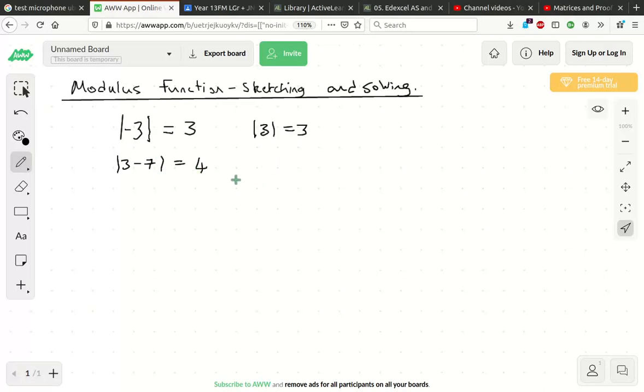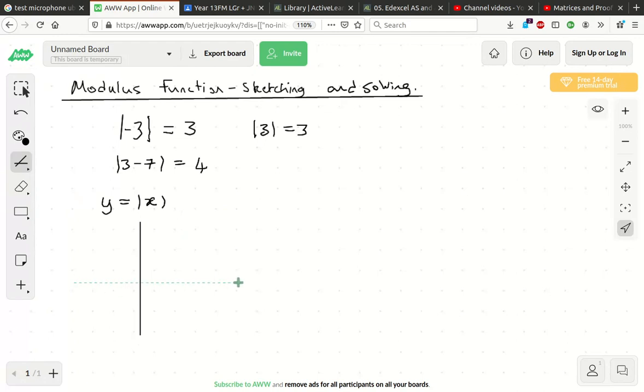Now, it sounds like a really simple function at first. You think, how can this cause any problems in maths at all? How can this be remotely confusing? Well, let's think about how we would sketch y equals modulus of x first. We'd have a graph, so let's just draw some axes on.